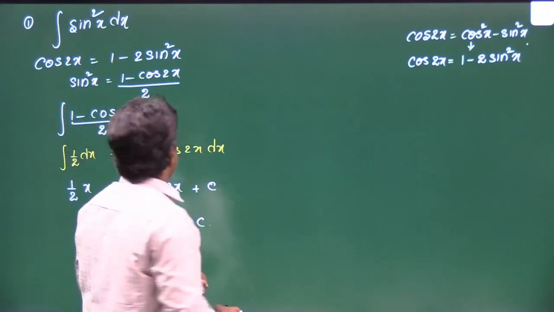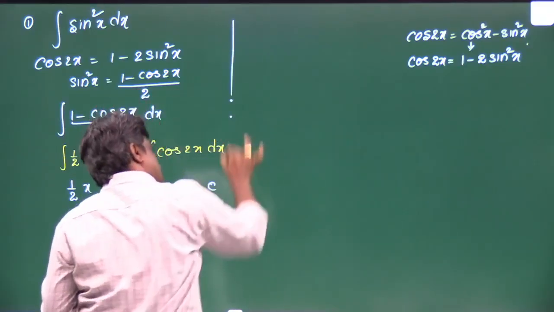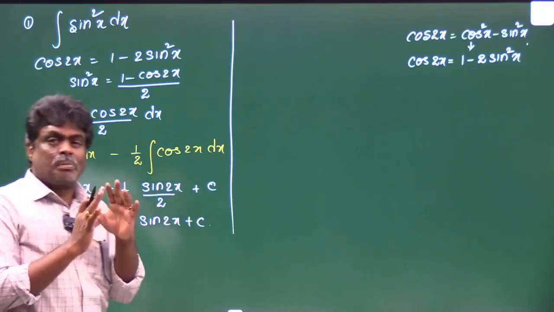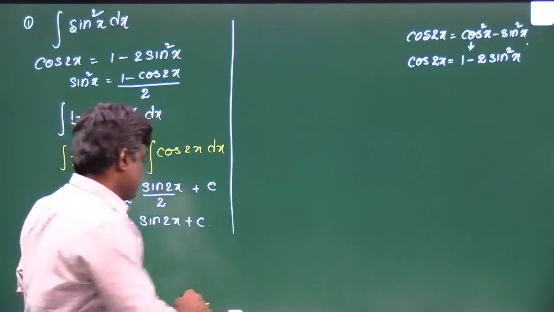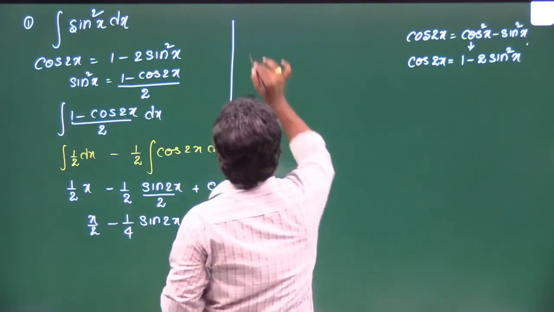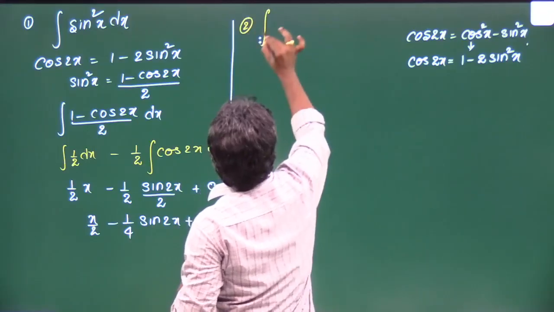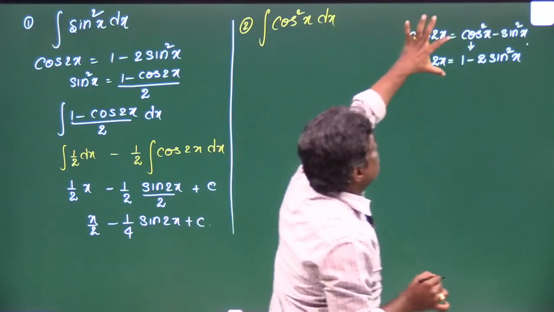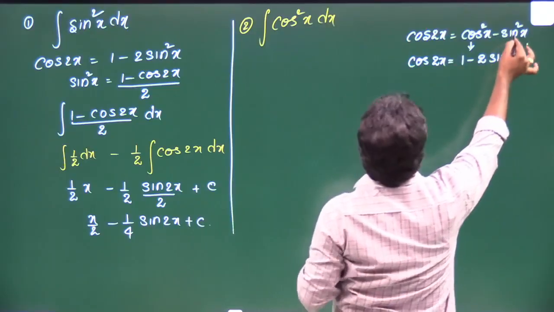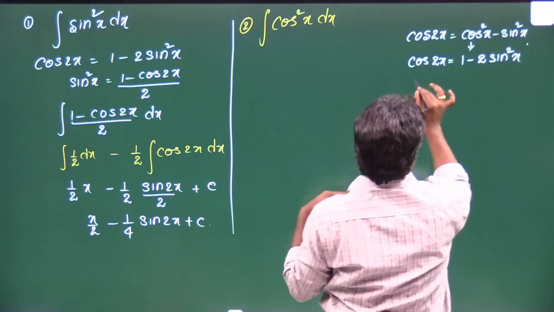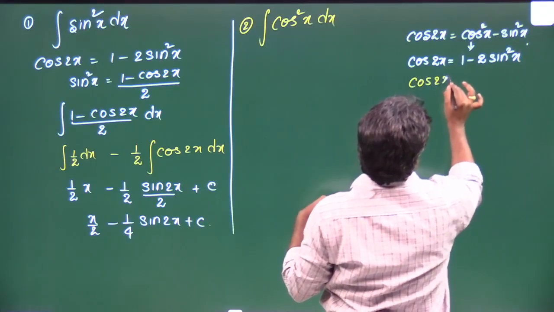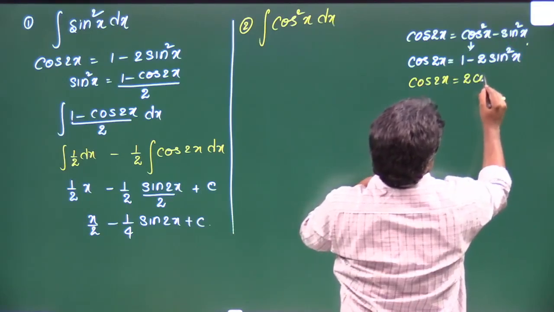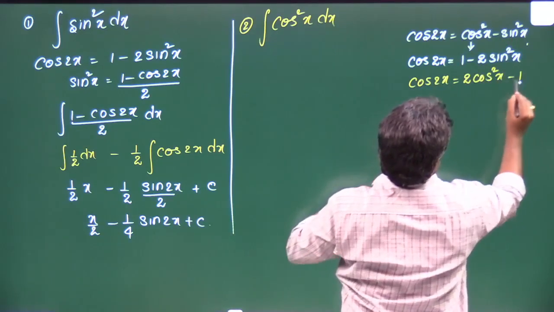Now similarly let us take the second one. So please go through this, and the second one you please try. Just pause the video and try yourself. And the second one I am taking, integral cos square x dx. By using the same formula, please convert everything into cos square. That's why cos 2x can be written as, if you convert sine square into cos square, 2 cos square x minus 1.